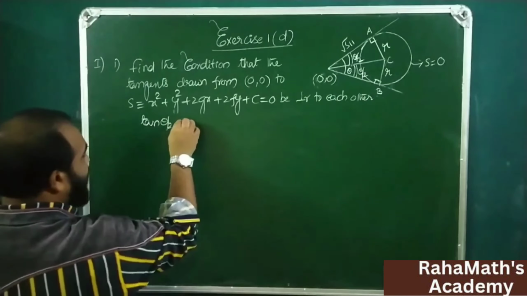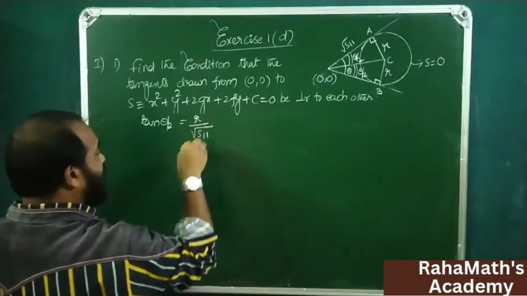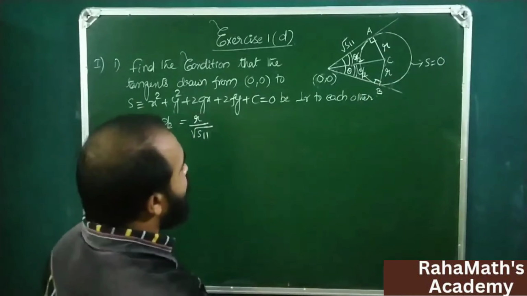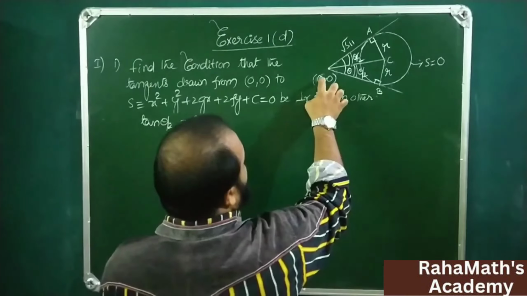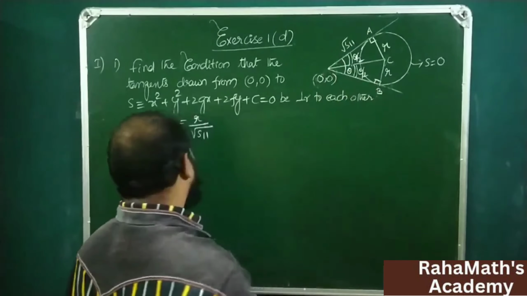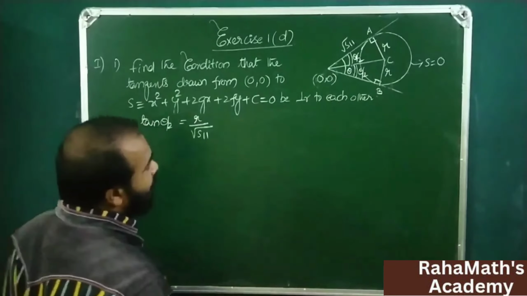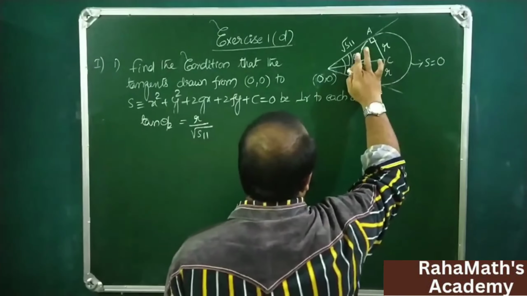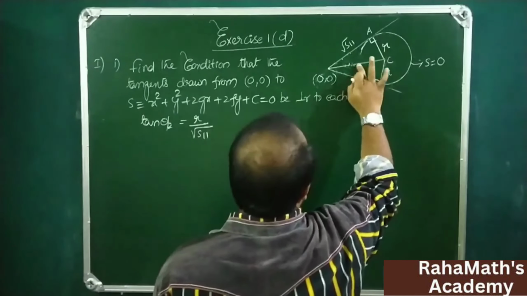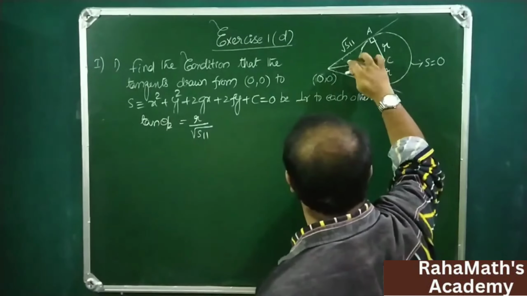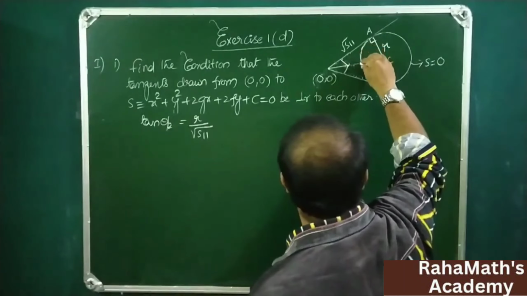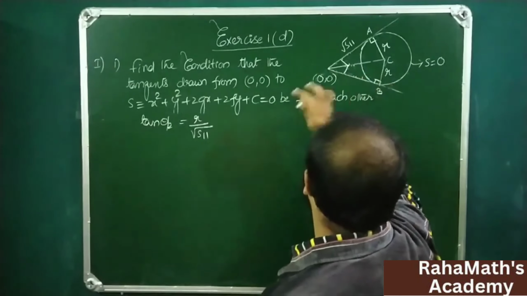So tan theta by 2 is equal to r by root S11, where r is the radius of the circle and root S11 is the length of the tangent drawn from the point P to the circle. So this is root S11, this is also root S11. So here the condition given is that theta is 90 degrees, because the two tangents are to be perpendicular to each other. That means this is 90 degrees. If this is 90 degrees, then what is the condition?